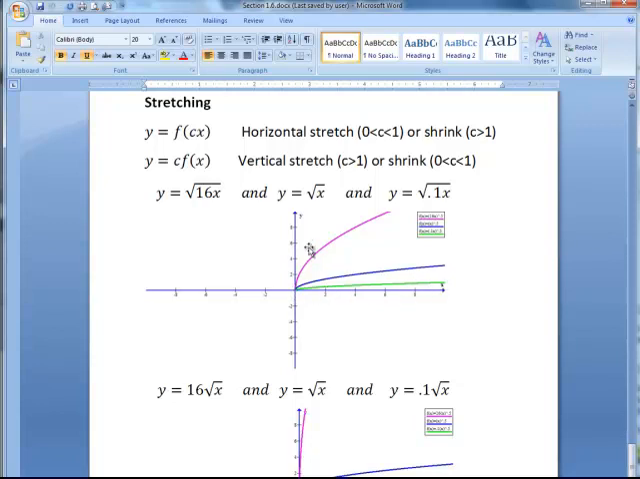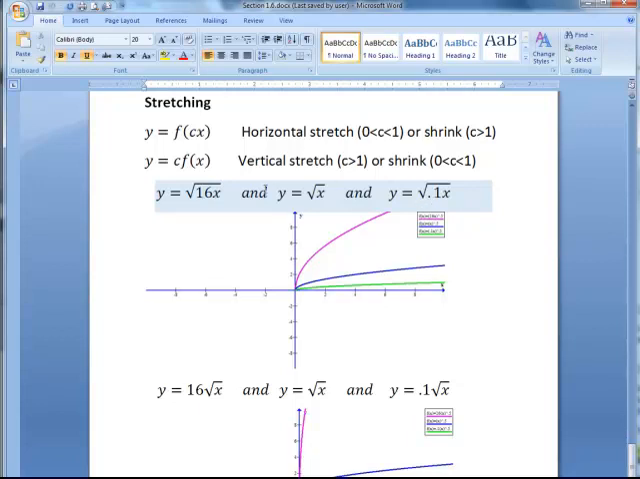And we know whether to compact it or stretch it or shrink it based on this c, this number inside. And again, this works opposite for the horizontal stretch. If this is 16, this is greater than 1, it's going to be shrunk. If this is 0.1, it's between 0 and 1, it's going to be stretched.